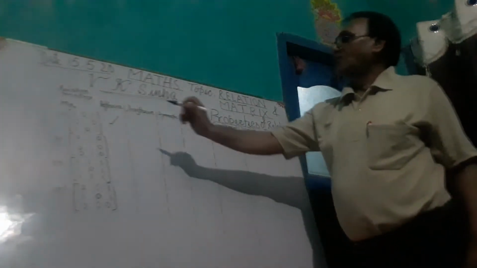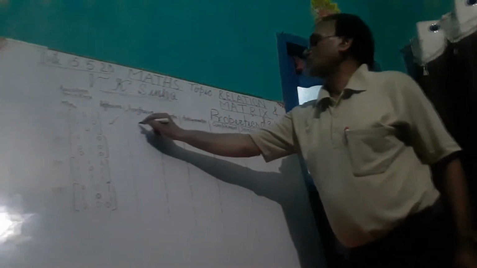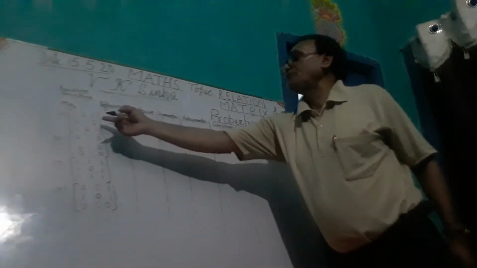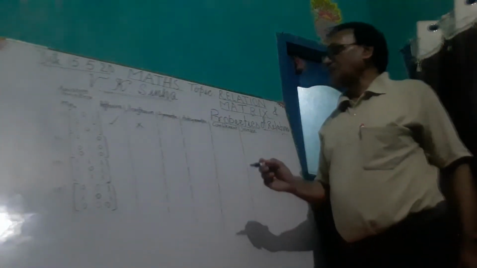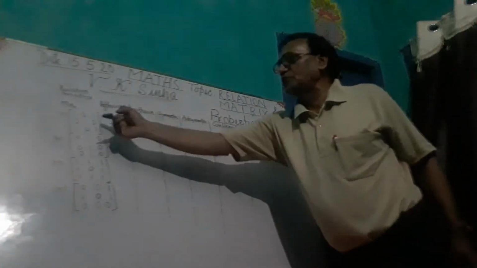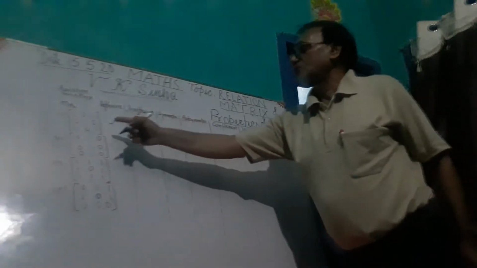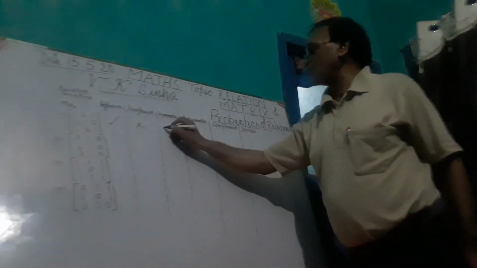If all the diagonal elements are 1, then it is reflexive, and if all the diagonal elements are 0, then it is irreflexive. Here all the diagonal elements are 1, so this is not irreflexive. And whether symmetric or not: if the transpose of the given relation matrix is the same as the given matrix, then the matrix is said to be symmetric. Since here the transpose of this is equal to the given matrix, this is symmetric.